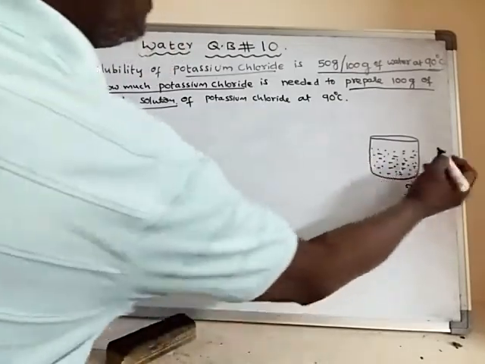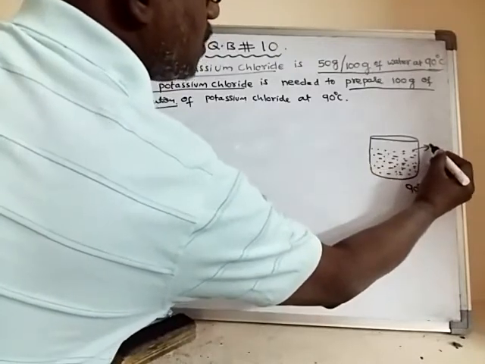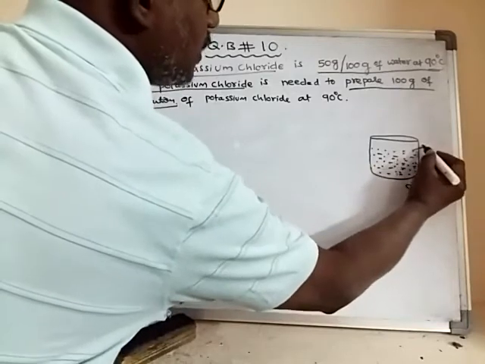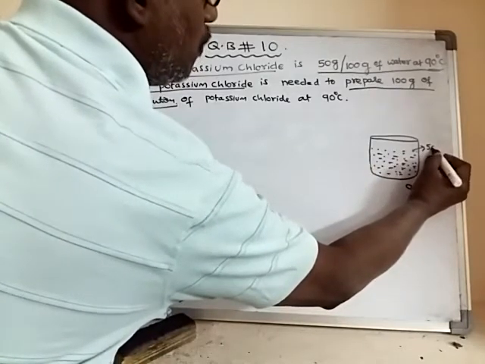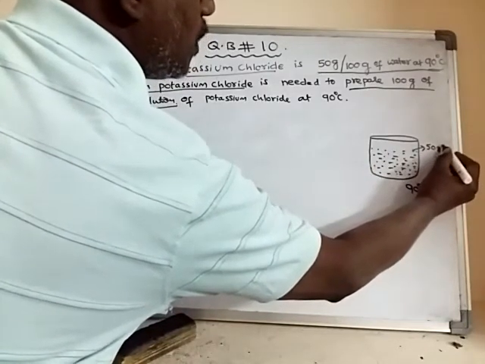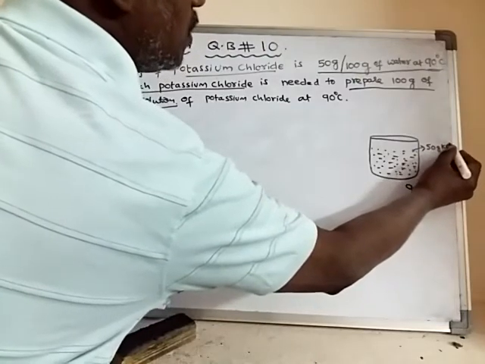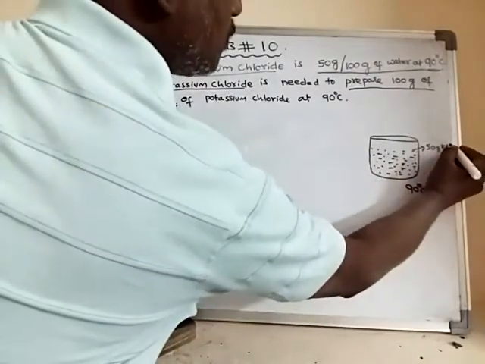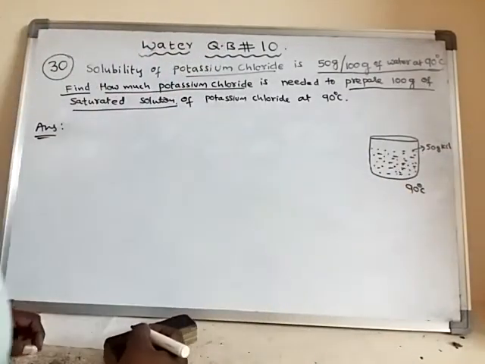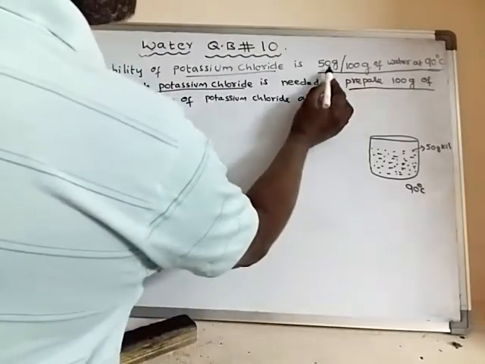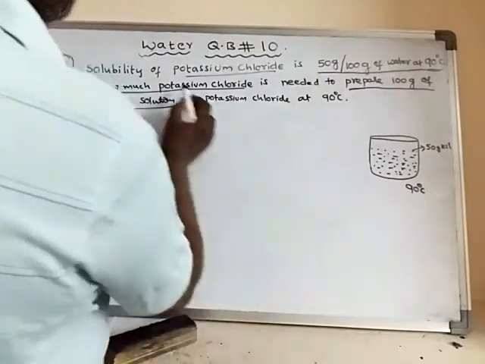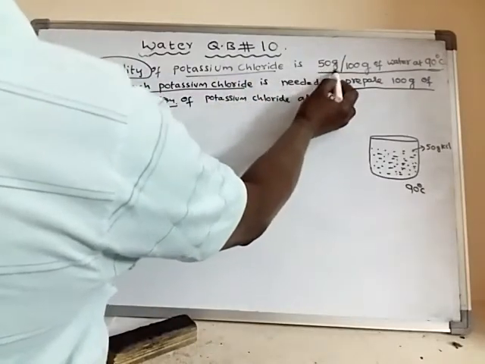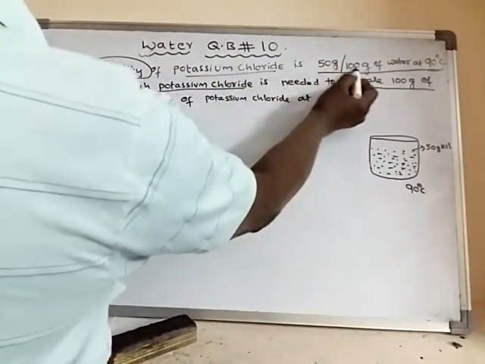So it is having 50 grams of KCl, potassium chloride. It contains 50 grams of potassium chloride in 100 grams of water. So what is the meaning of solubility? Solubility is nothing but the amount of a substance dissolved in 100 grams of water.